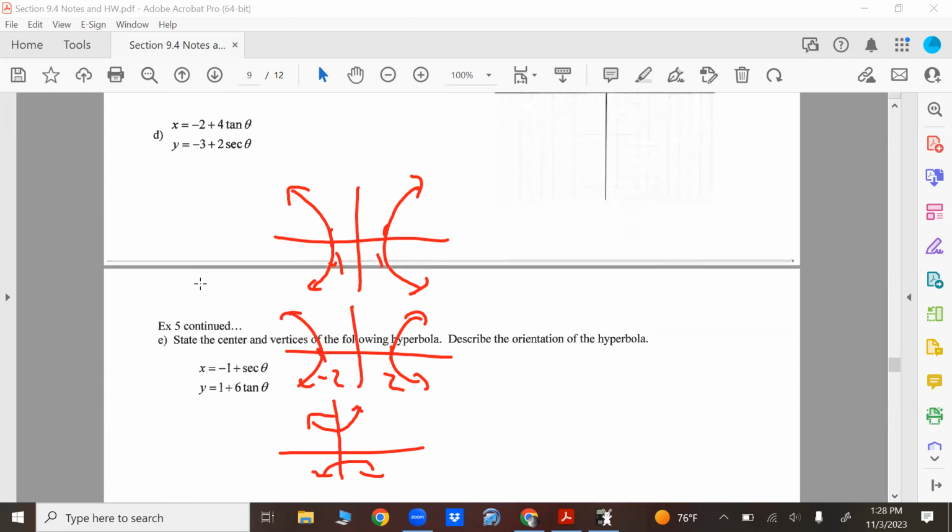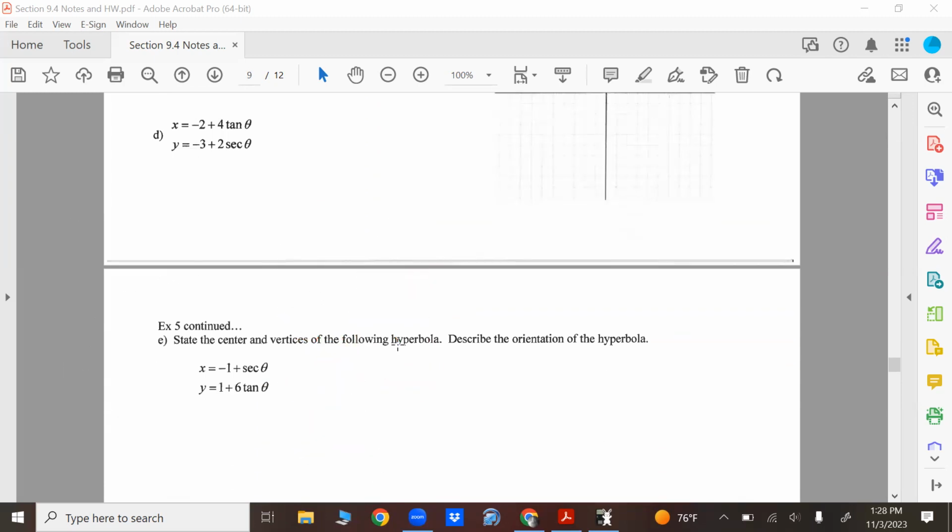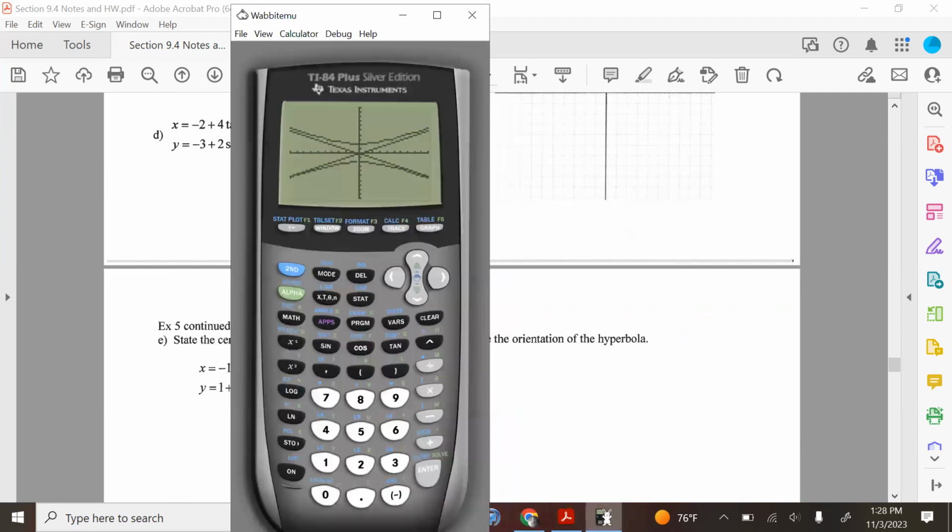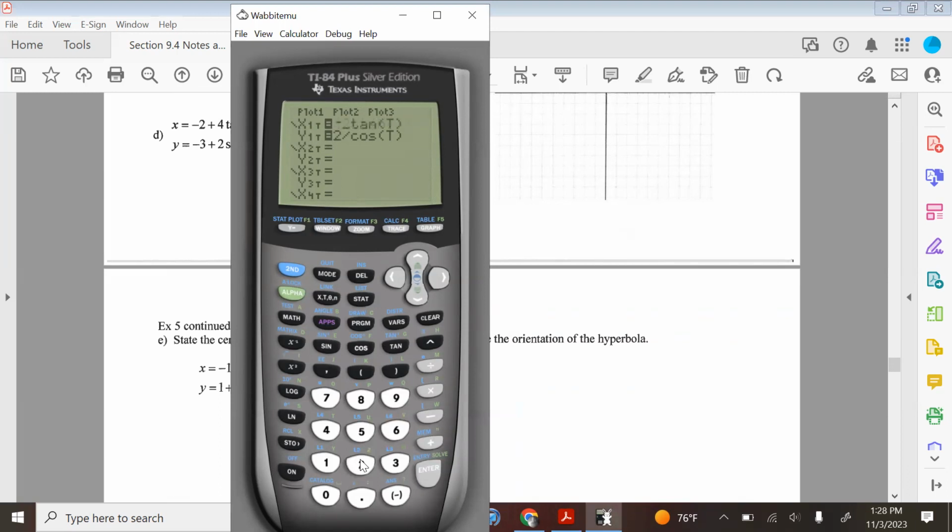So let's actually make a little adjustment there. Let me clear the screen. And let's do negative 2, negative 3 in front of those. So insert negative 2 plus, and insert negative 3 plus. Oh, we'll just type it over again. Negative 3 plus 2 over cos t.